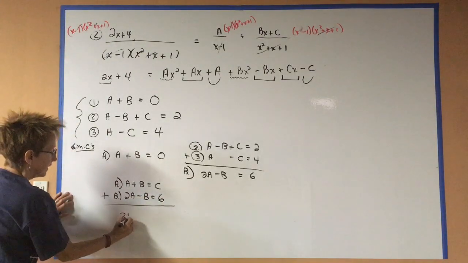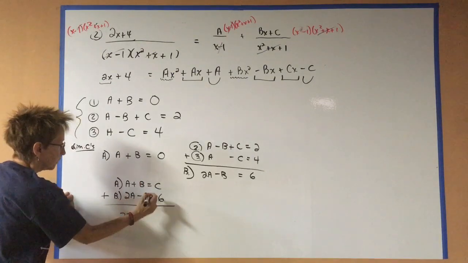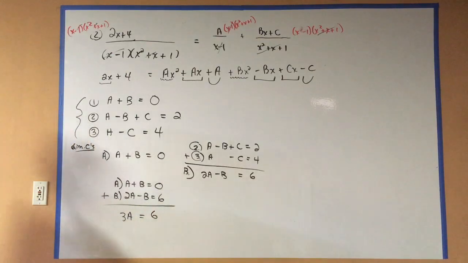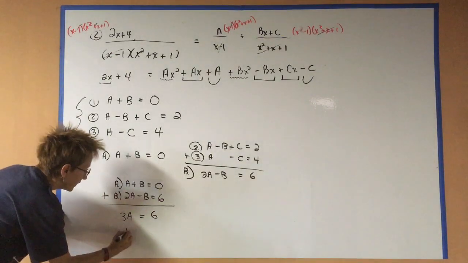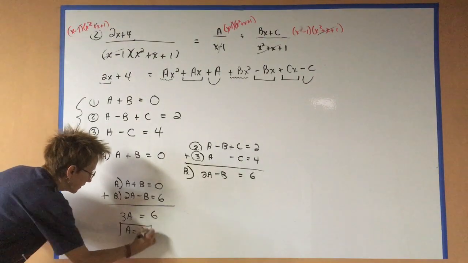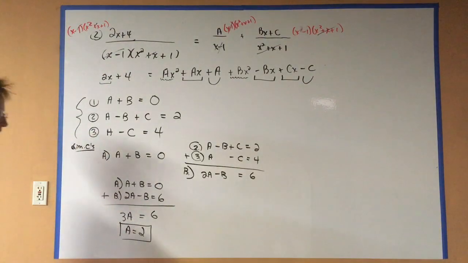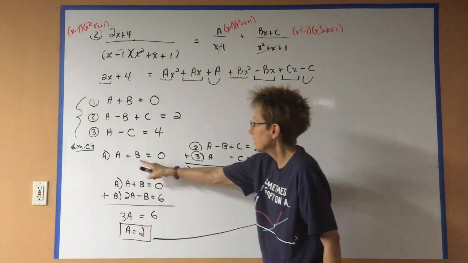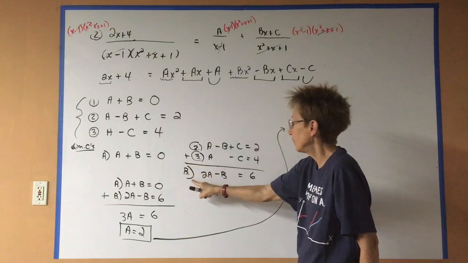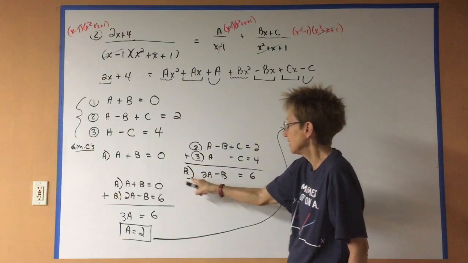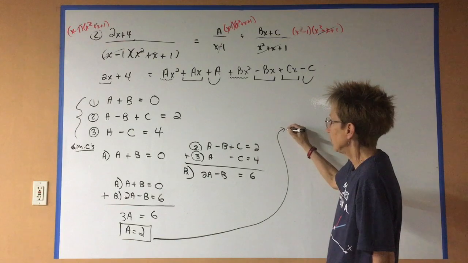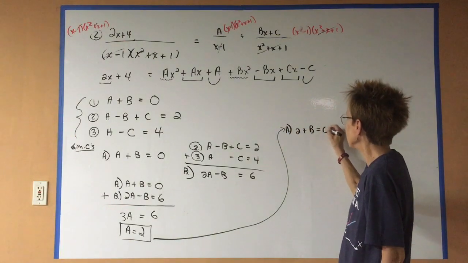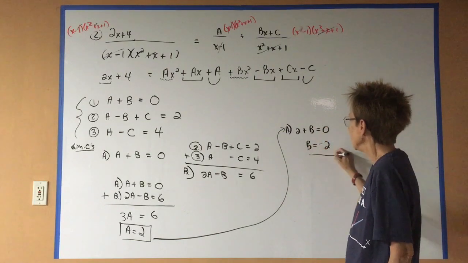I get 3a. B's are gone, equals, that's a 0, equals 6. Divide by 3, a is equal to 2. There's one of my first values, a is 2. What do I do with that? Again, just go to either this equation A or this equation B and plug it in. This one looks easier to plug in, so I'll plug this into equation A. So A is 2 plus B equals 0, so that means B is equal to negative 2.